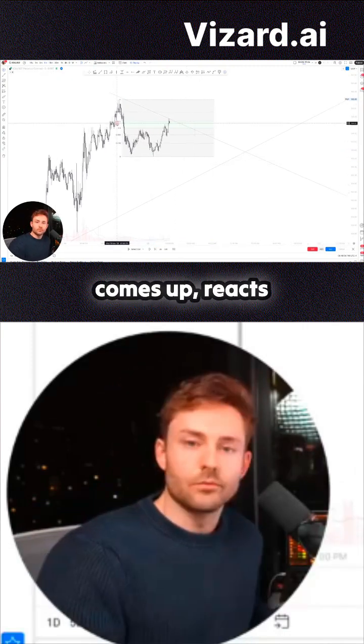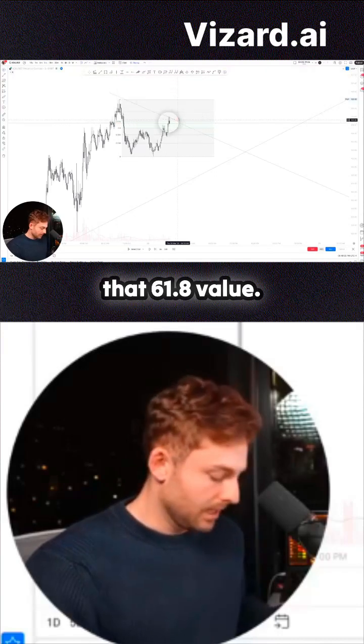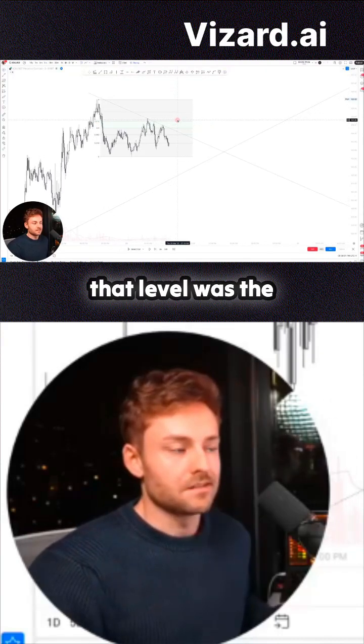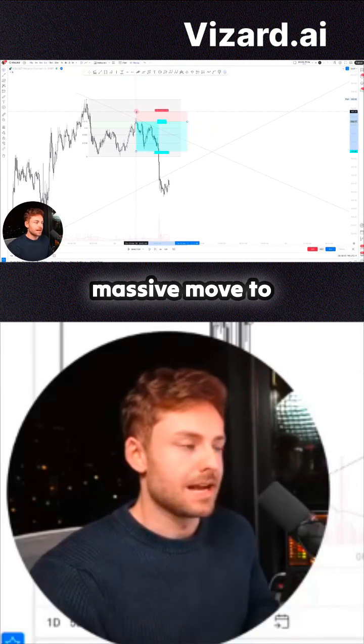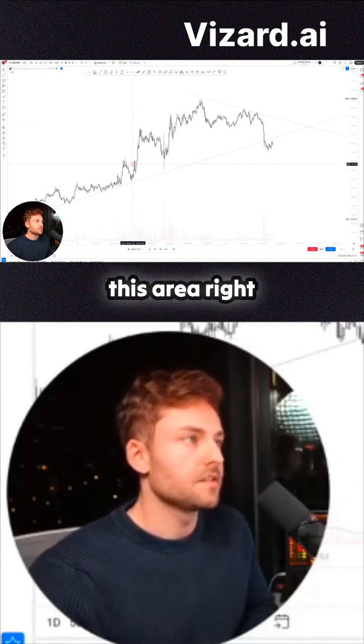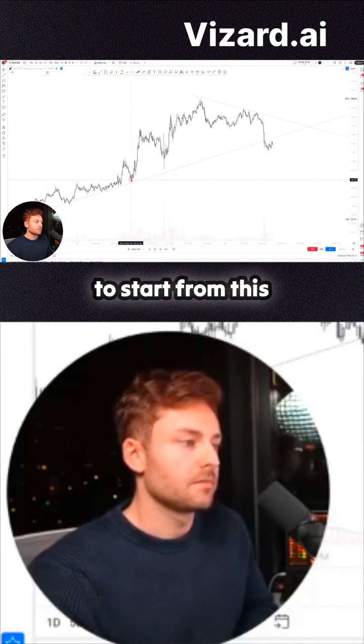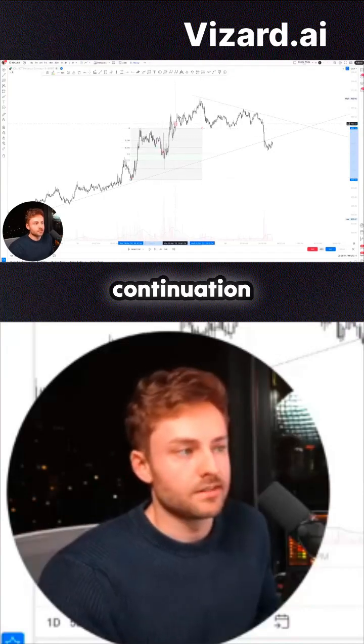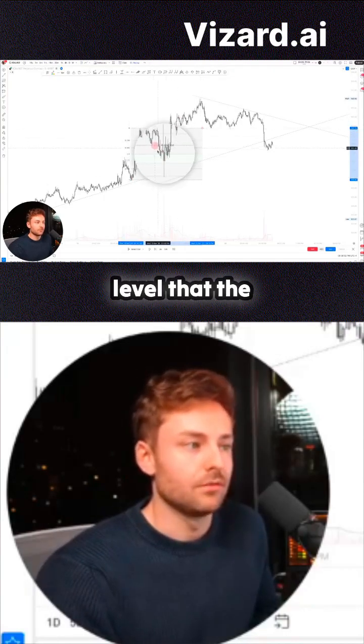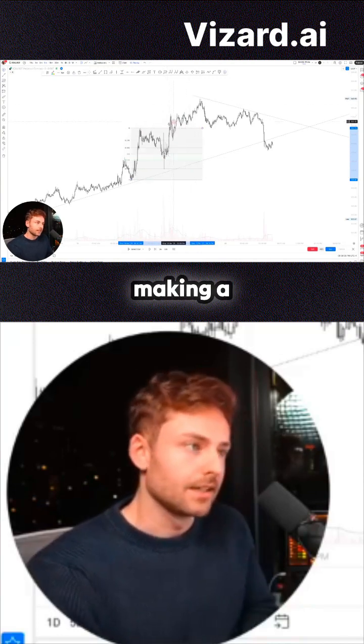Okay, price comes up, reacts cleanly off of that 61.8 value. And it just so happens that that level was the last level for a massive move to the downside. Even looking at this area right here, say we were to start from this point to there, this push down before a continuation higher was basically the last level that the price regressed down to before making a continuation up.